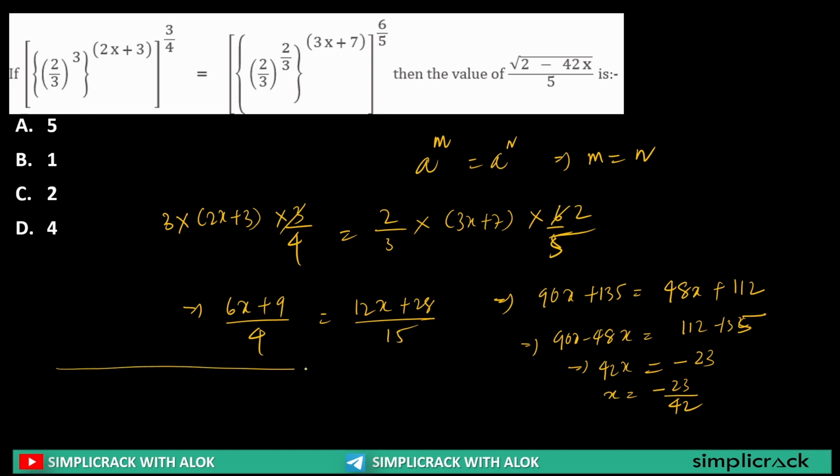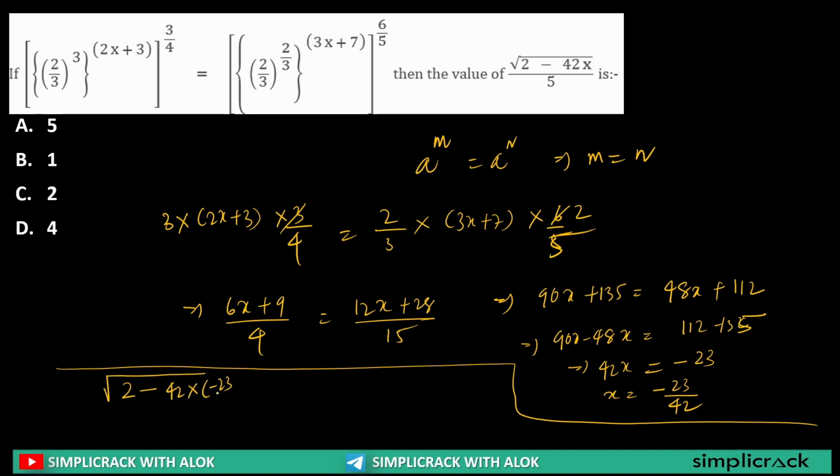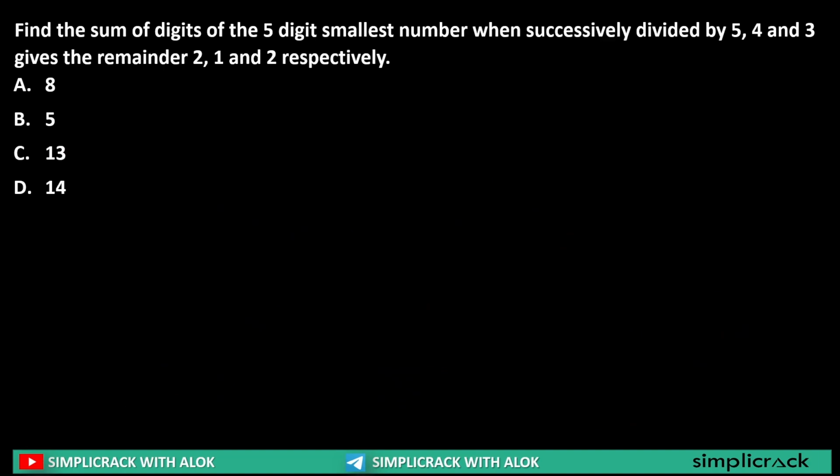So now square root of 2 minus 42 into minus 23 by 42. 42 will cross out, divided by 5. So minus minus plus, so 2 plus 23, square root of 25 by 5, 5 by 5 is equal to 1. Okay, clear? Yes sir.